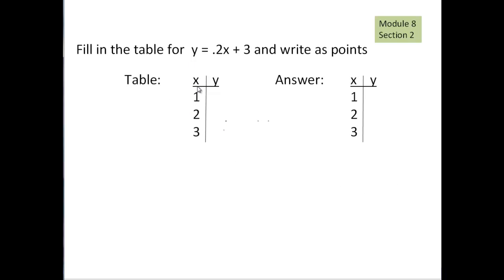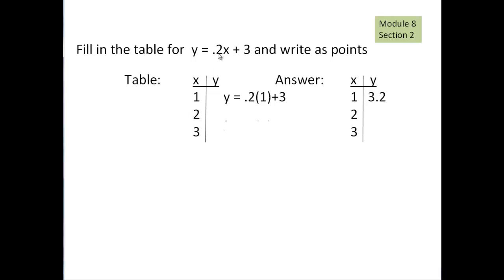Okay, filling out tables. With tables, you take the first number and you put it in for x, because that's in the x column. So x is 1. 0.2 times 1 plus 3. That is 0.2 plus 3, so your answer is 3.2. So we're going to have a point 1, 3.2.